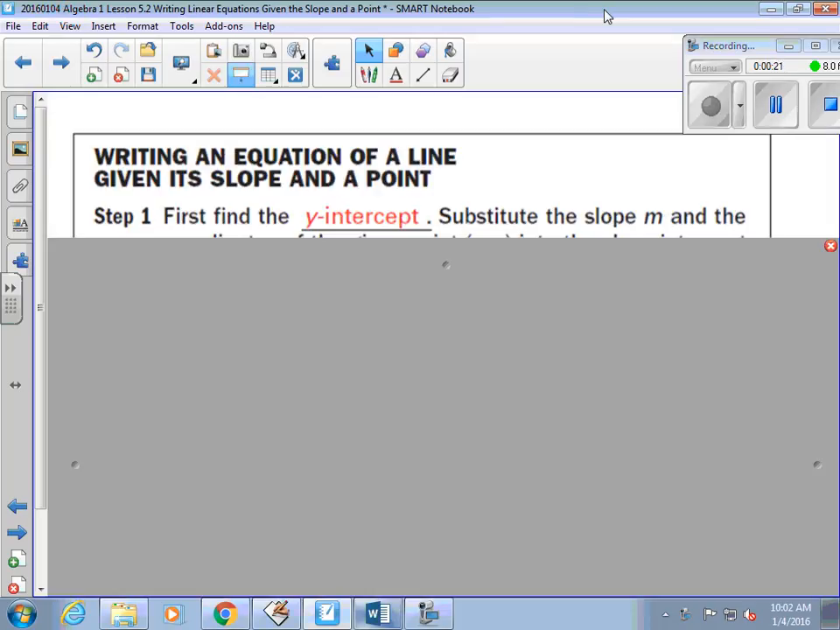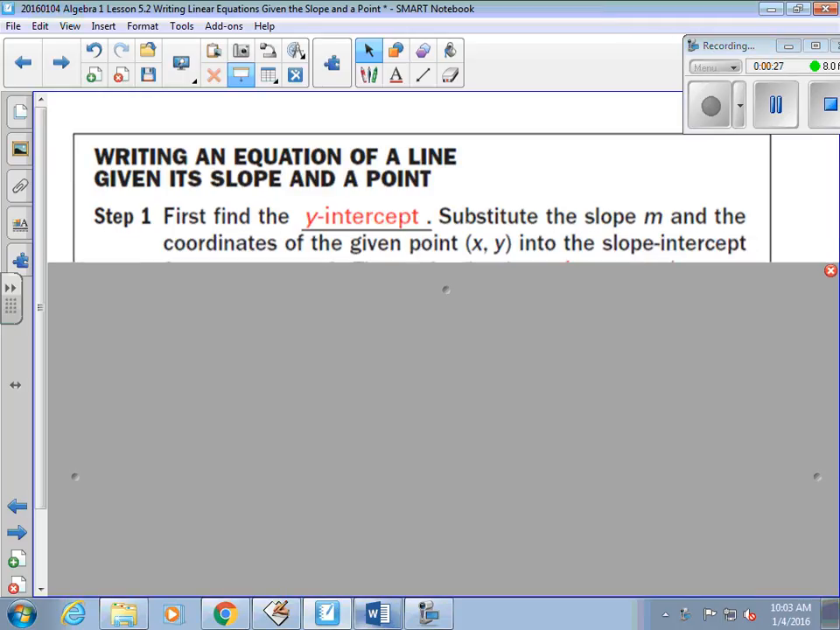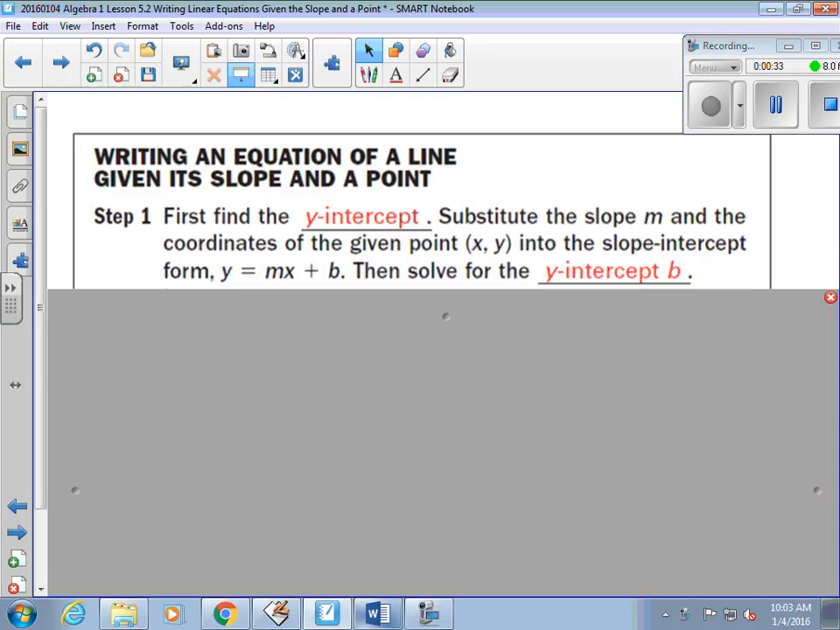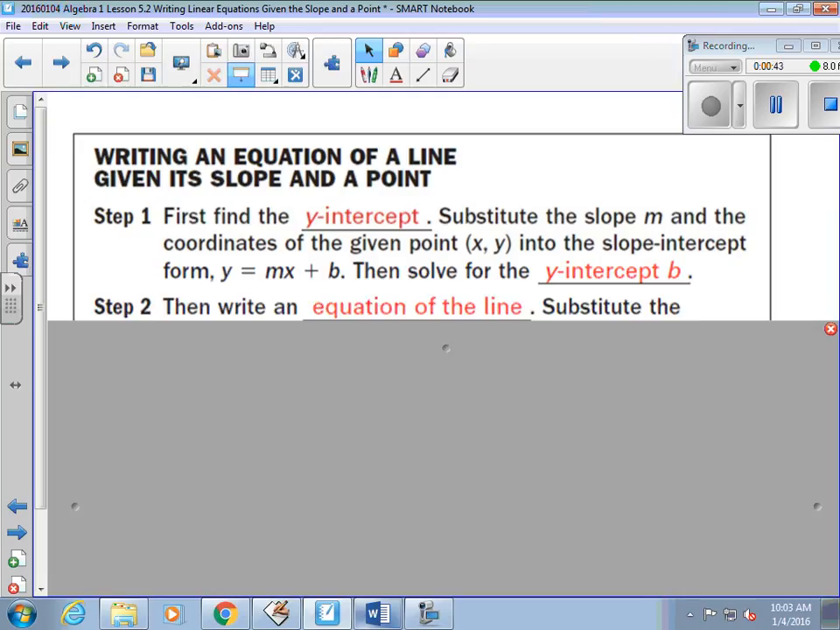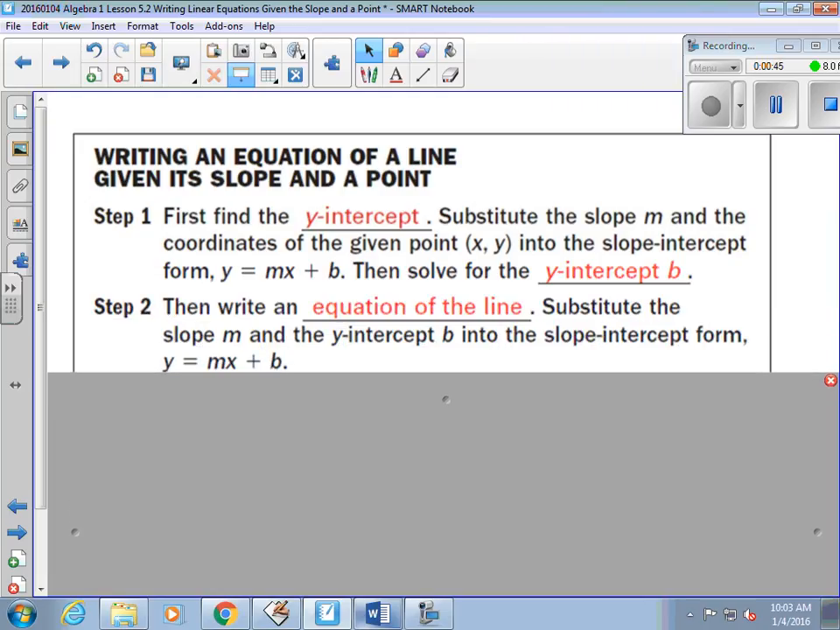First thing you want to do, step one, is find the y-intercept. You want to substitute in your m, or your slope value, and the coordinates of whatever point you're dealing with, x and y, to find what b is. Remember, b is your y-intercept. So plug in m, x, and y, and the only variable you'll have left is b. Then solve for b.